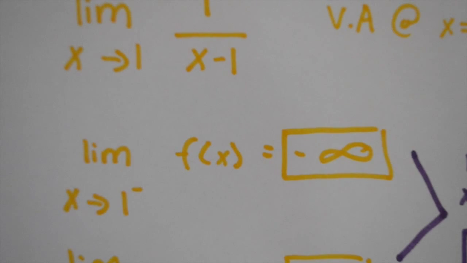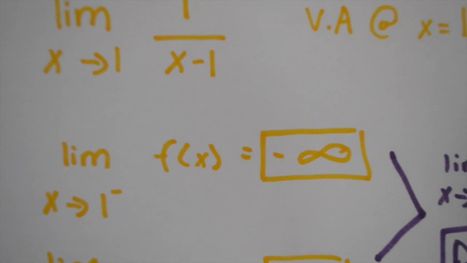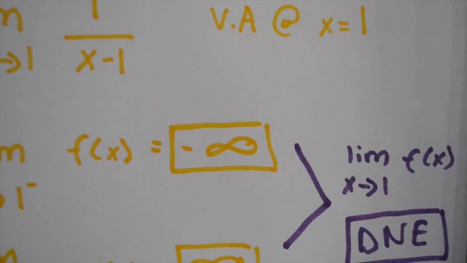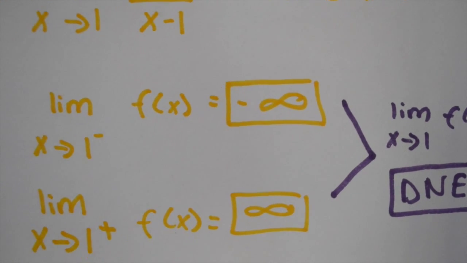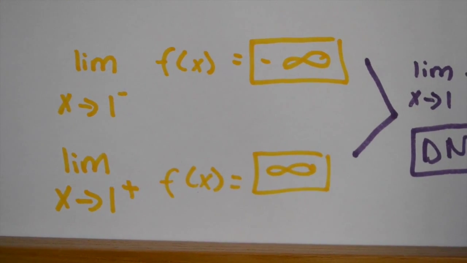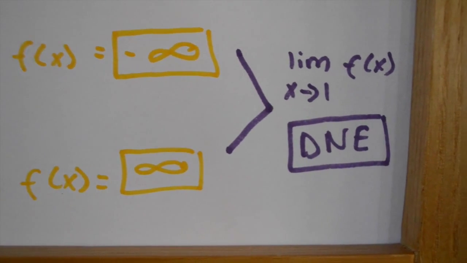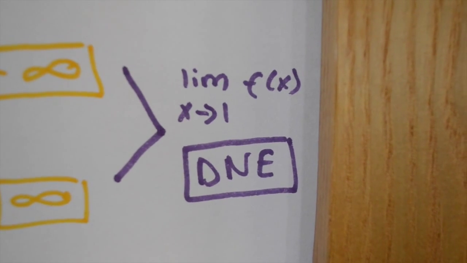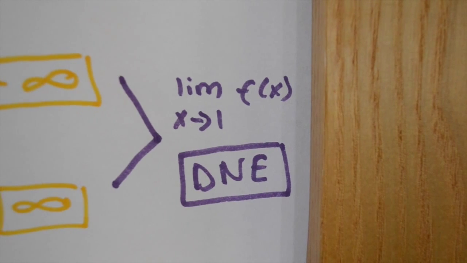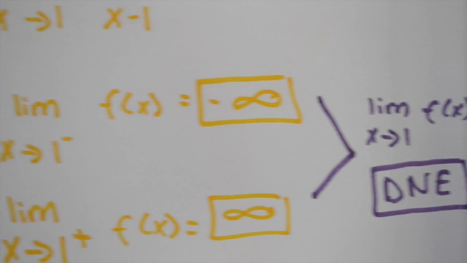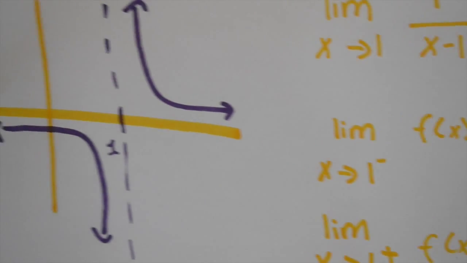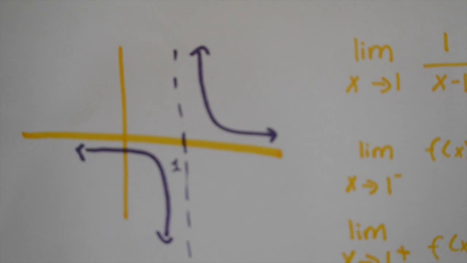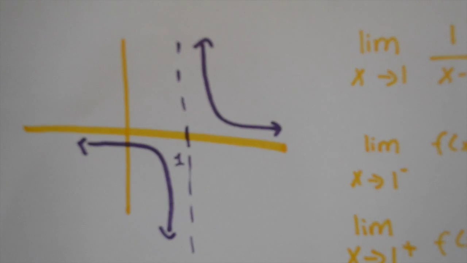The limit of f of x as x approaches 1 from the left is equal to negative infinity. And the limit of f of x as x approaches 1 from the right is equal to positive infinity. These two do not match up, therefore the limit of f of x as x approaches 1 does not exist.